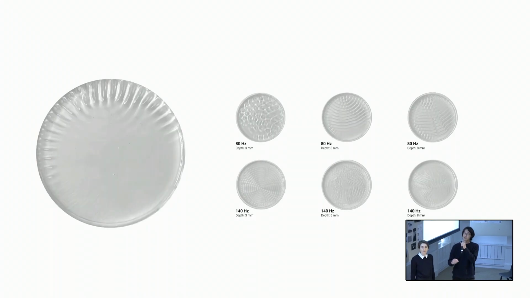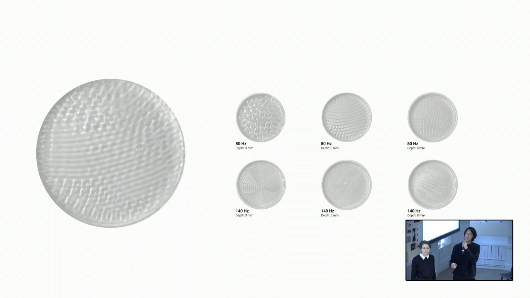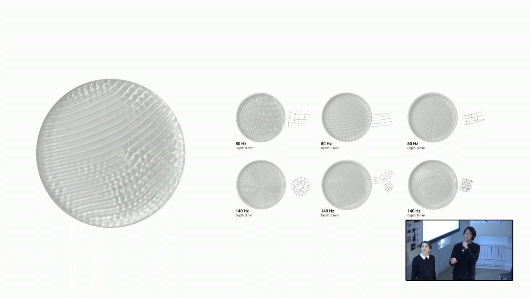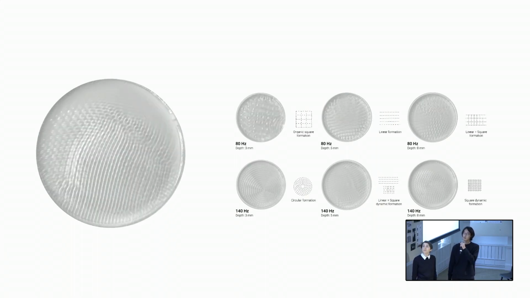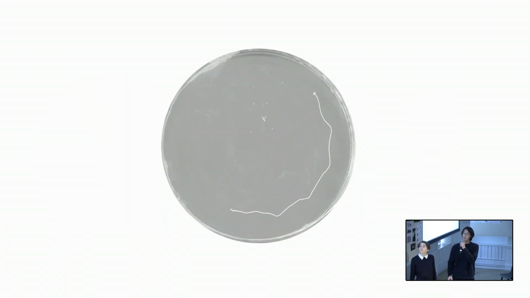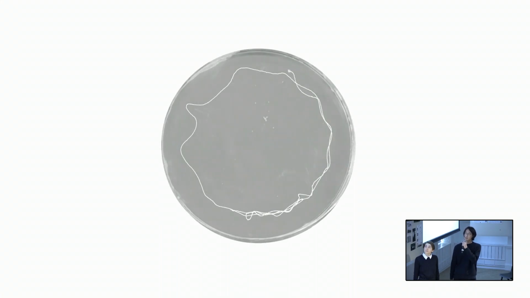Testing different depths and different frequencies, you get different scales of patterns. Generally, lower frequency gives bigger patterns, and higher frequency gives smaller, more dense patterns. The bouncing droplet starts to walk around the bath when the acceleration is increased. And this is us tracking the motion of the droplet over 15 minutes.